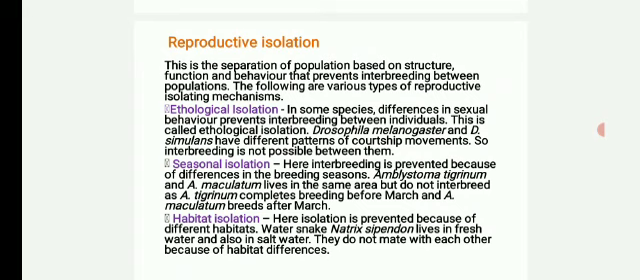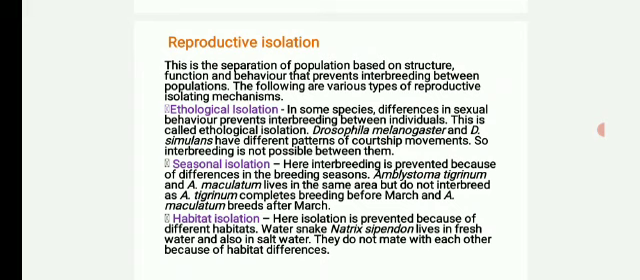Number 2, seasonal isolation. Here interbreeding is prevented because of differences in the breeding seasons. Example: Amblystoma tigrinum and Amblystoma maculatum live in the same area but do not interbreed, as Amblystoma tigrinum completes breeding before March and Amblystoma maculatum breeds after March.